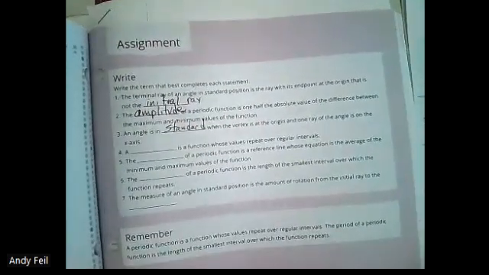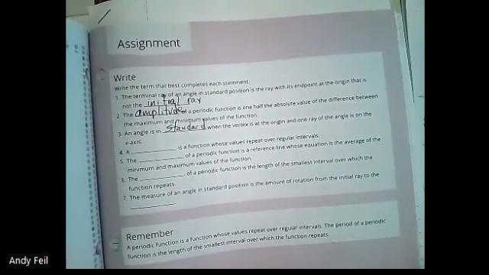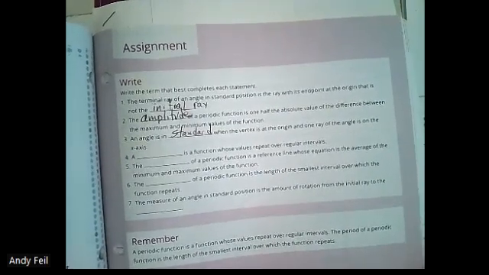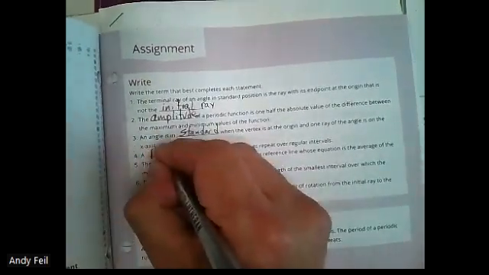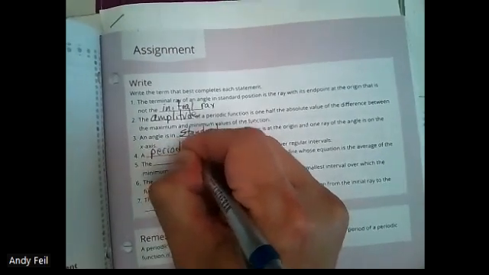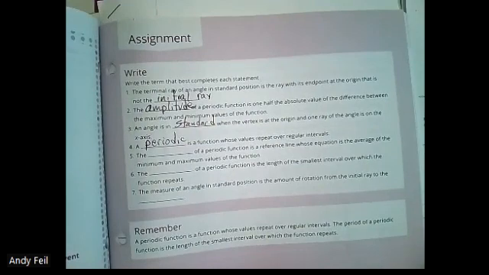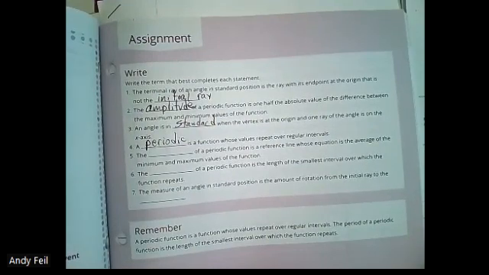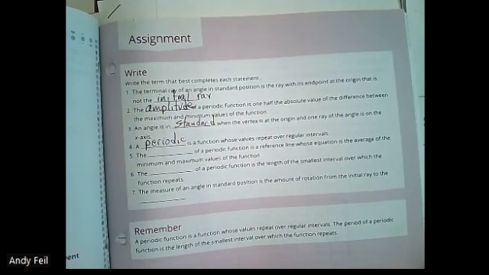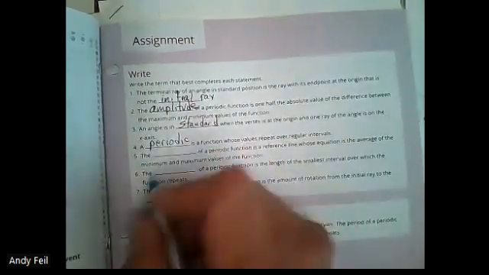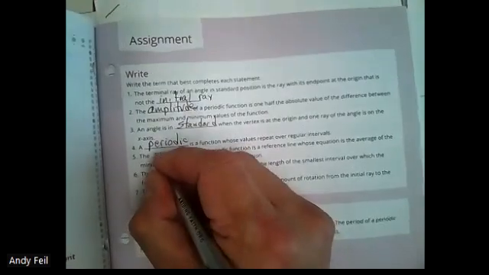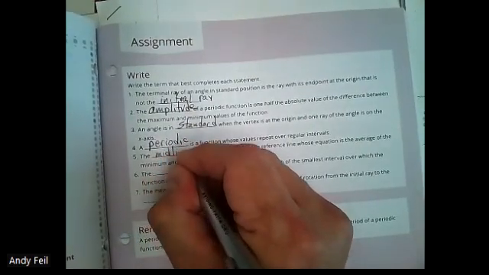A blank is a function whose values repeat over and over in regular intervals. What kind of function is that? Periodic. Excellent. That's just what we're studying today, periodic functions. The blank of a periodic function is a reference line whose equation is the average of the minimum and maximum. Not the 0, the midline. That is the midline.